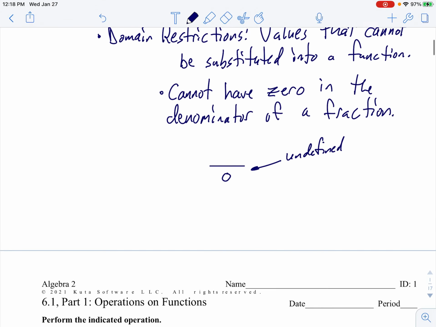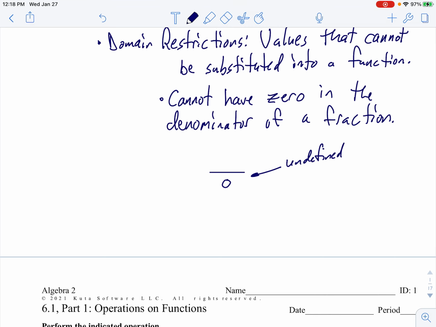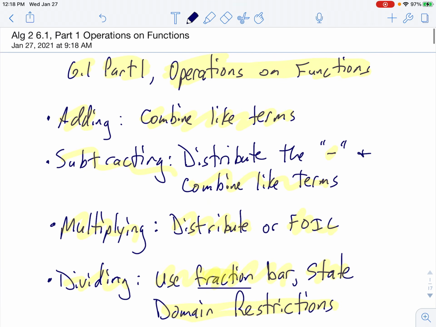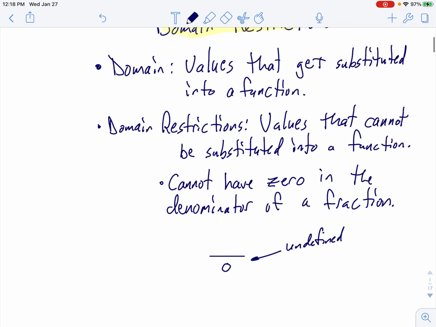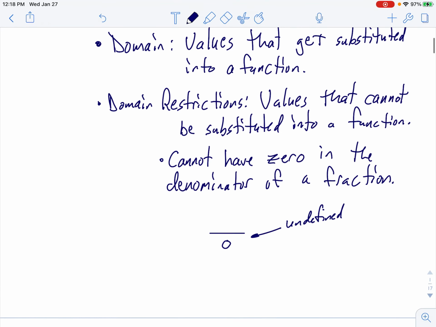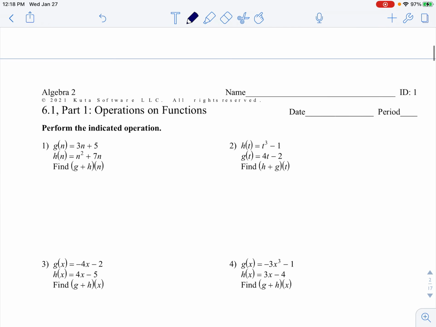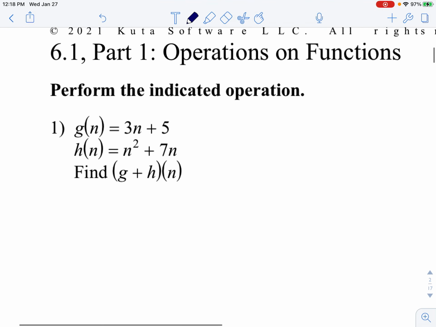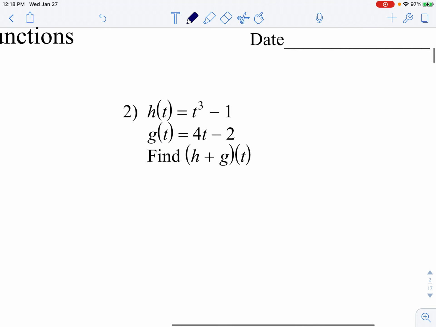So that's probably the biggest detail of today's lesson. All this other stuff is going to be pretty simple for you, I imagine. But this is one thing I'll have to explain more in depth when we get down there. So the directions simply say perform the indicated operation. I'm going to do the evens, and I'm going to ask you to do the odds.